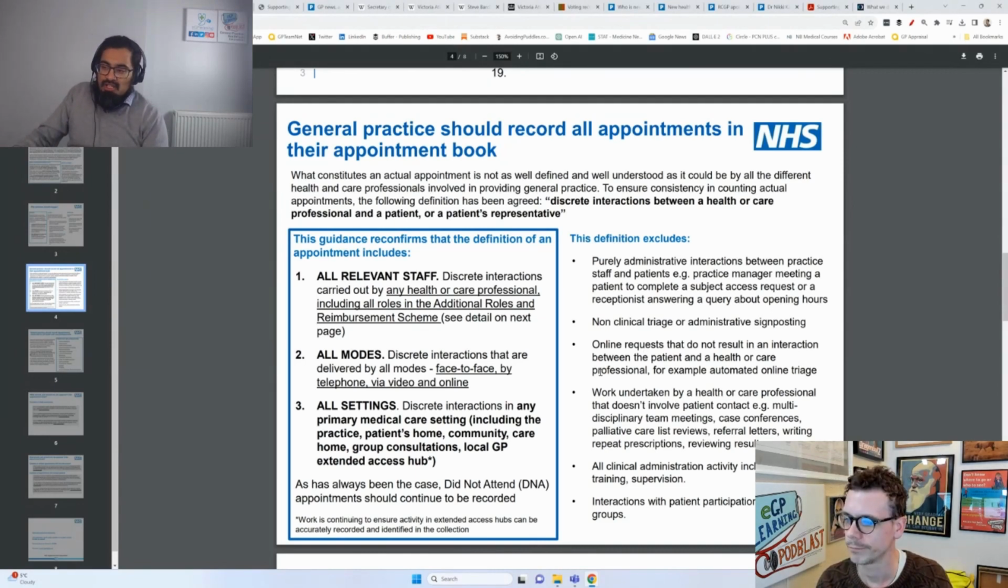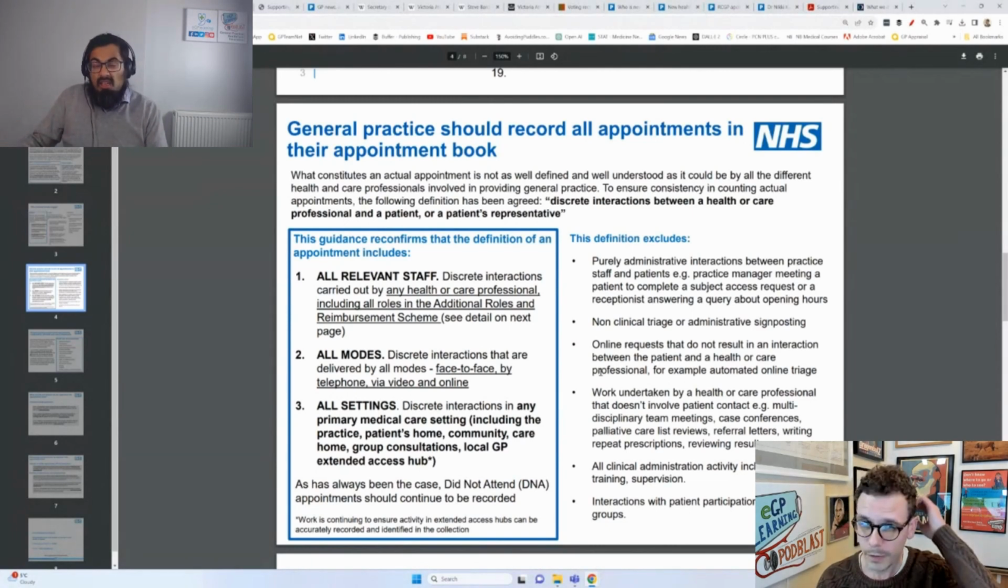Any clinical administration activity, so that's things like training, supervision, etc. And then finally, interactions with PPG groups and stuff like that wouldn't count as an appointment, which we can understand, I think. However, if that ended up being a group consultation, that may turn it on its head.